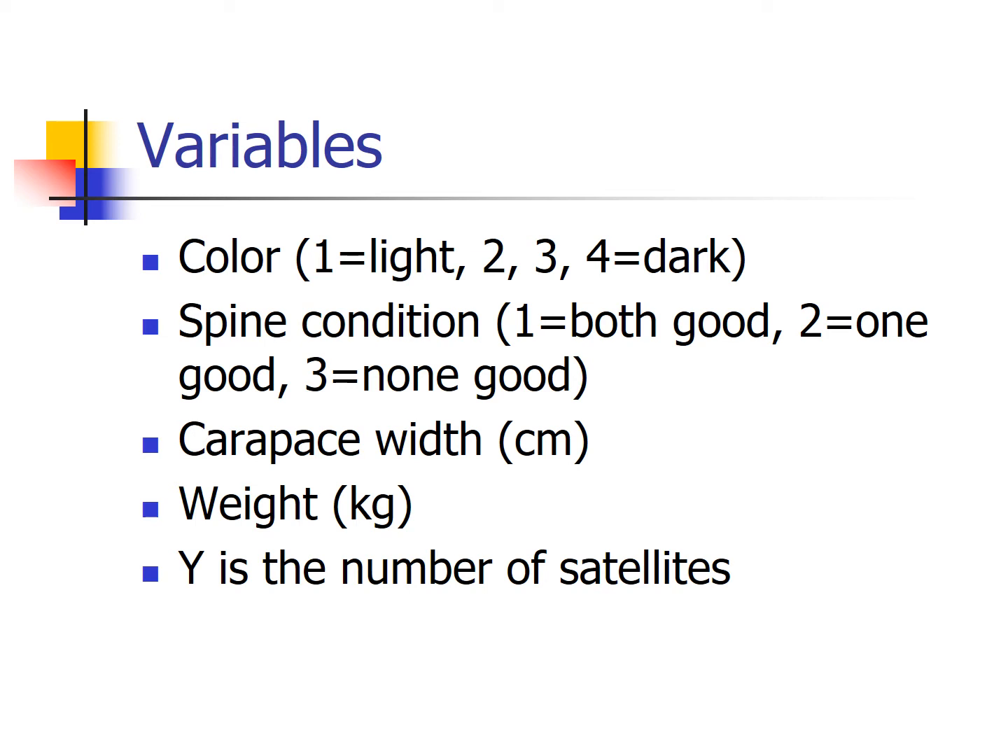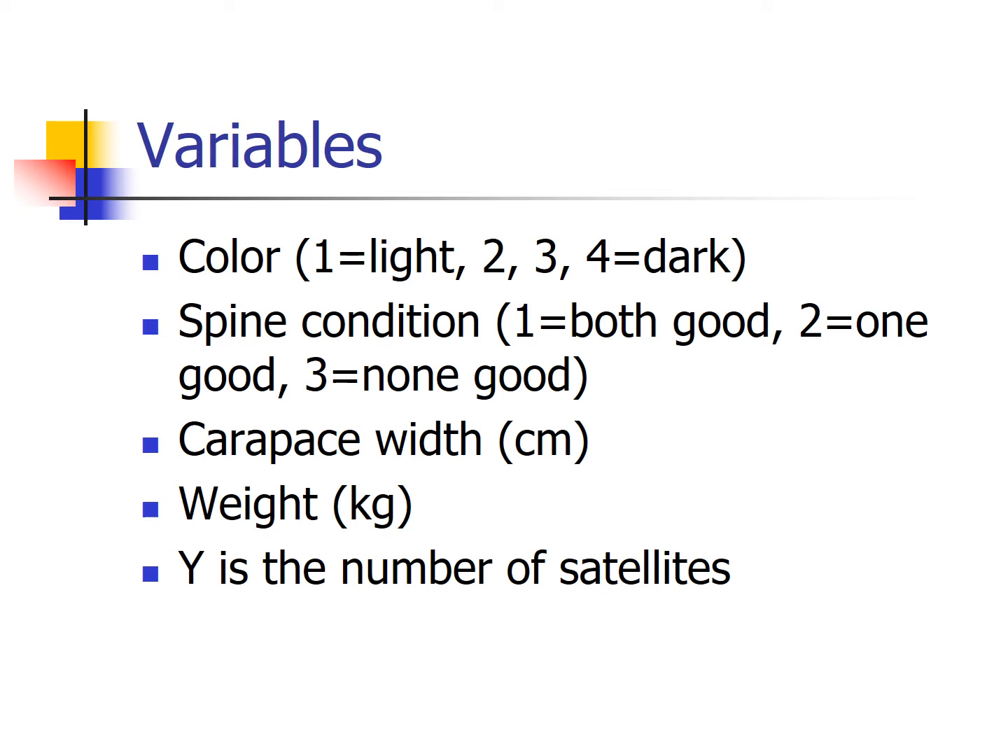So these are the variables that the researchers considered. The color of the crab, rated 1, 2, 3, and 4 on a sliding scale of light to dark. They had this spine condition. They measured, I guess if you're a horseshoe crab, you have spines. I think they're kind of like antennae.